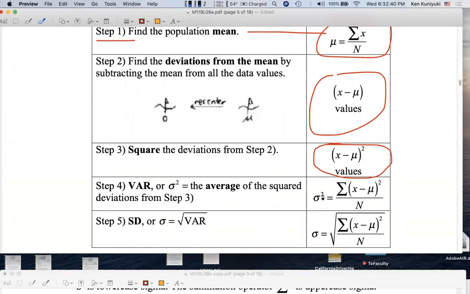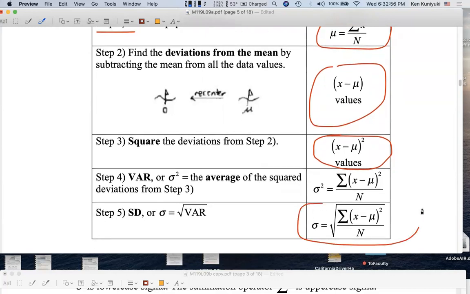The variance will be the average of these squared deviations. We take the sum of these values from step 3. We take these values, take the sum, add them up, divide by n. The standard deviation is always the square root of the variance. So ultimately, it comes down to this formula for population standard deviation. Obviously, an example will help. Let's look at an example.